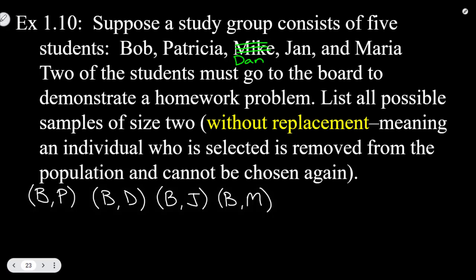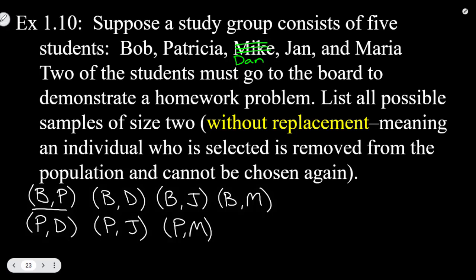Now we want to continue because we're trying to write down all the samples of size 2. So let's say that Patricia gets chosen, and let's do all the ones where Patricia gets chosen. Well, Patricia has already been chosen once with Bob, so we're not going to include that one again, but Patricia could also be chosen, and then Dan could be the other person. Or Patricia could be chosen, and then Jan could be the other person who gets chosen. Or Patricia could get chosen, and then Maria could get chosen. So that is, including the one option from the first line there, those are the 4 different samples that could have Patricia in them.